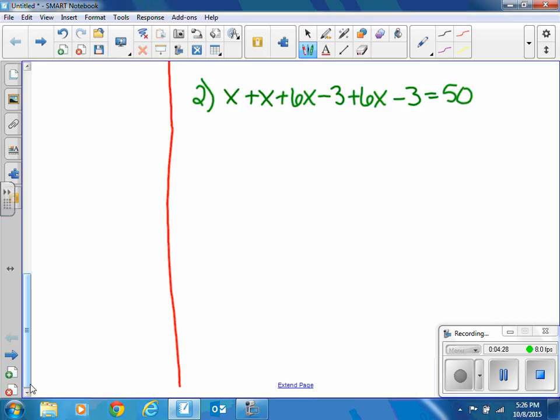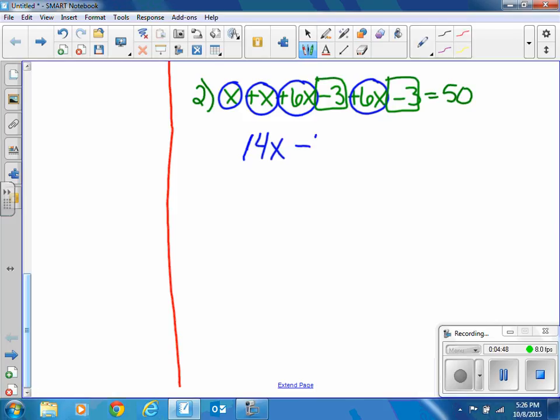Step 2, we're going to combine like terms. Well, in this case, I have an x term, and an x term. Well, how many do I have? I have 1, 2, plus 6 is 8, plus another 6 is 14. 14x. Well, let's look at our 3. We have a negative 3 and a negative 3. That leaves us with negative 6, and that is equal to 50.